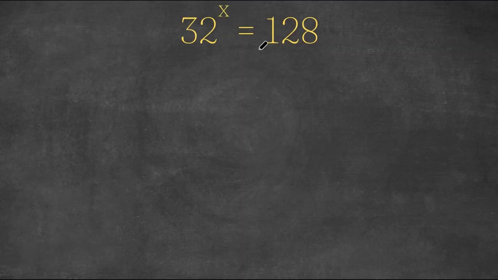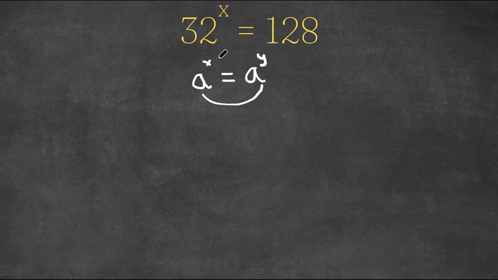So our main objective for this equation is to change it into the form a to the power of x equals a to the power of y. So as you can see, the bases here are the same, and because the bases are the same, that means the exponents are the same as well, because that must be true in order for the equation to be true. So what we need to do is change 32 and 128, our bases, so that they're the same.